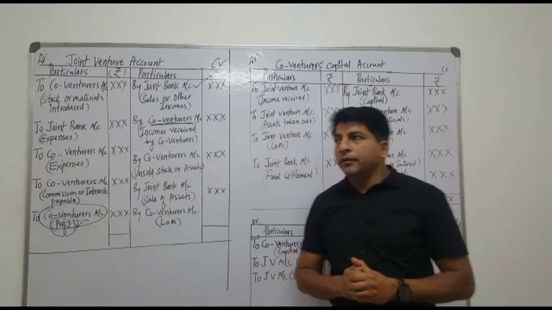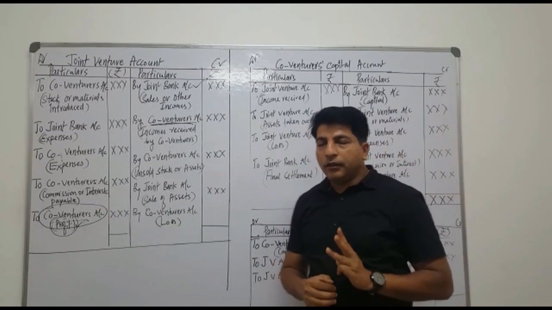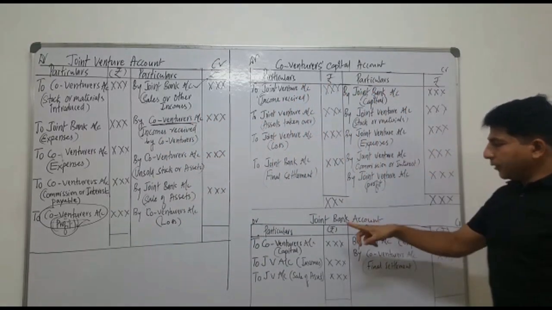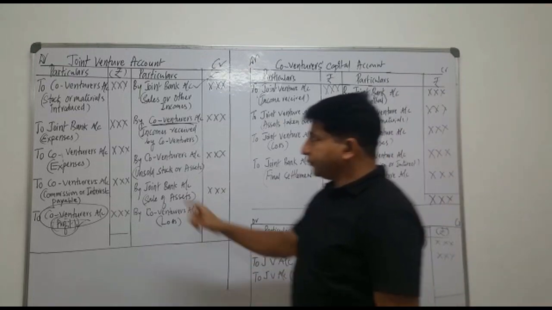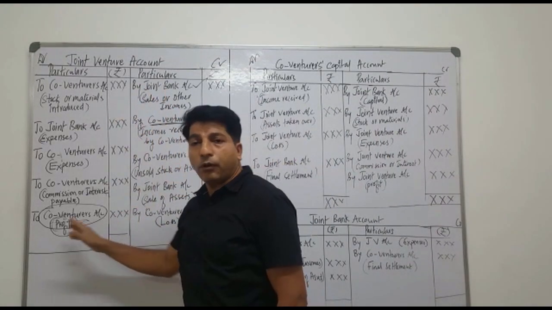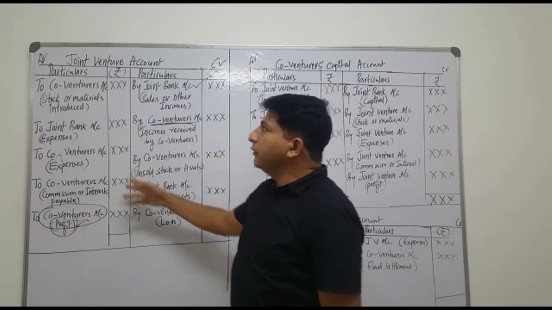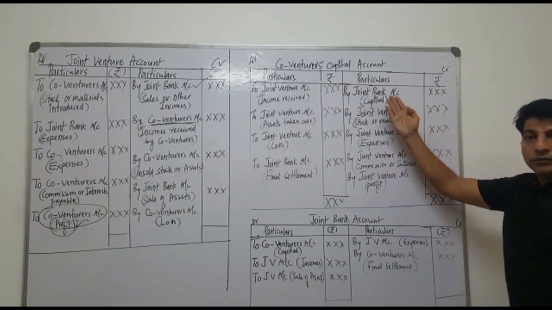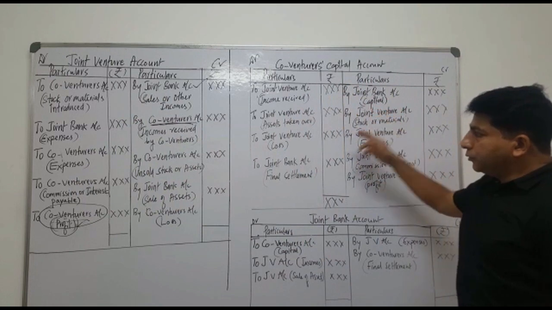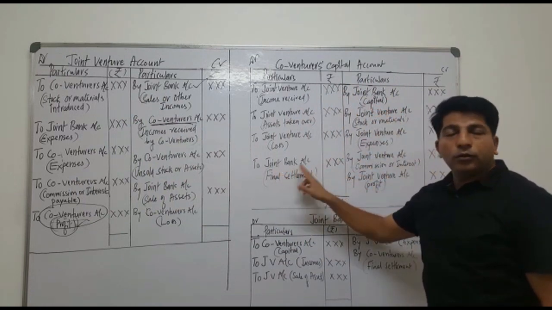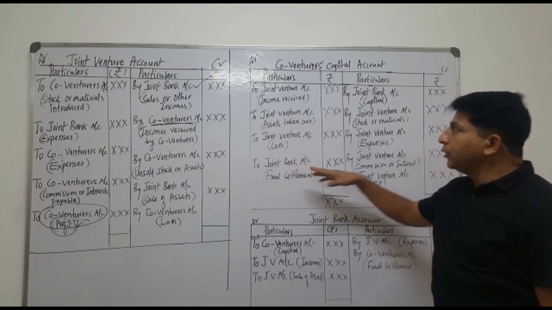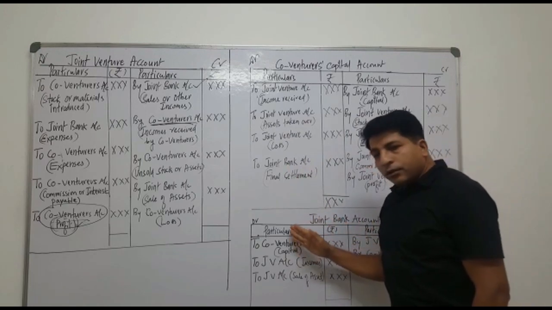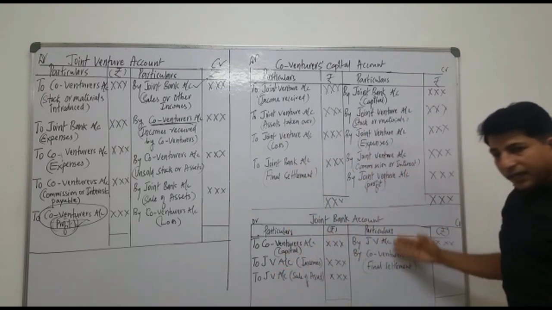So in joint venture we have to prepare three major accounts: joint venture account, co-ventures capital account, and joint bank account. Joint venture account is prepared to find profit or loss by recording the expenses and incomes. Co-ventures capital account is prepared to ascertain the final settlement to co-ventures. Joint bank account is prepared to record cash receipts and cash payments.